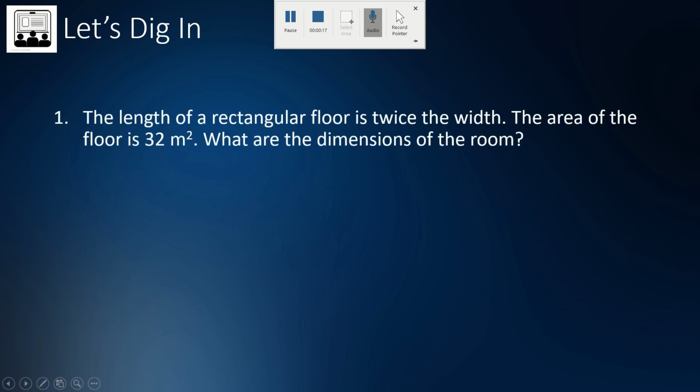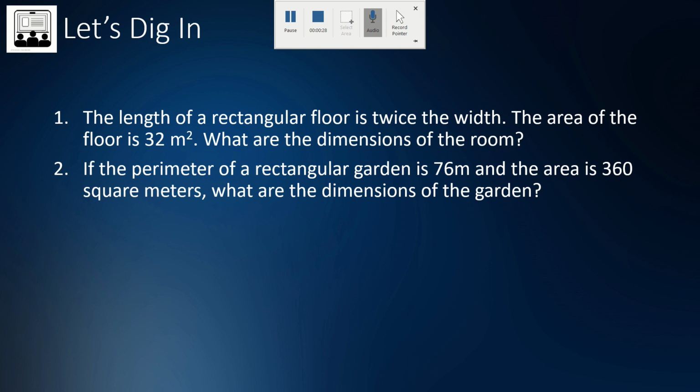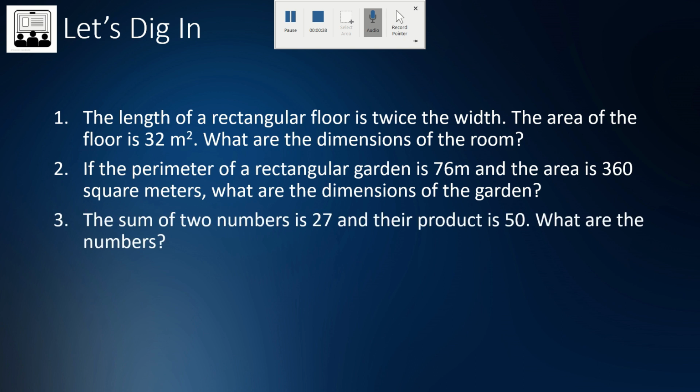the length of a rectangular floor is twice the width. The area of the floor is 32 square meters. What are the dimensions of the room? Number 2. If the perimeter of a rectangular garden is 76 meters and the area is 360 square meters, what are the dimensions of the garden? And last, number 3, the sum of two numbers is 27 and their product is 50. What are the numbers?